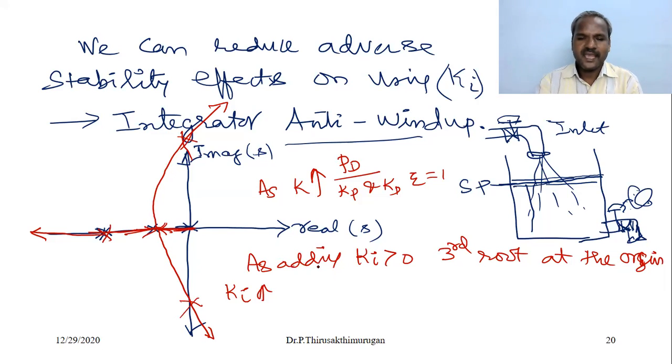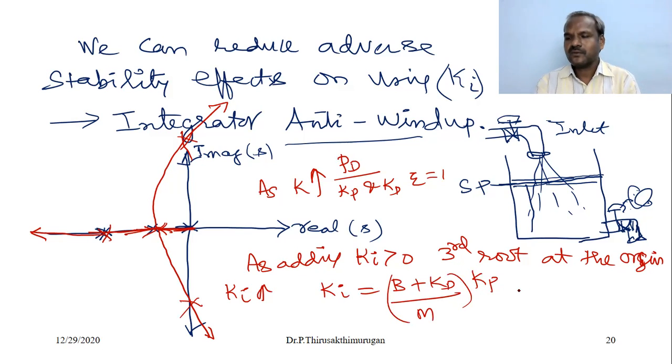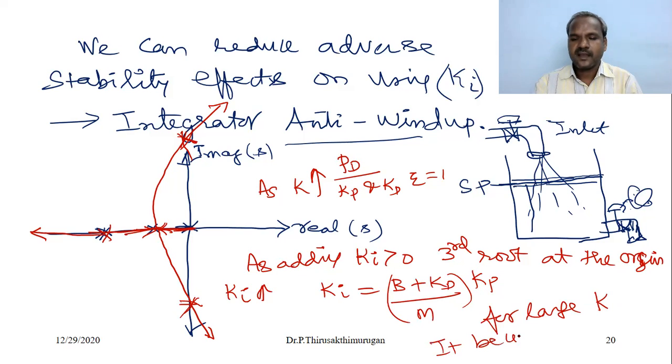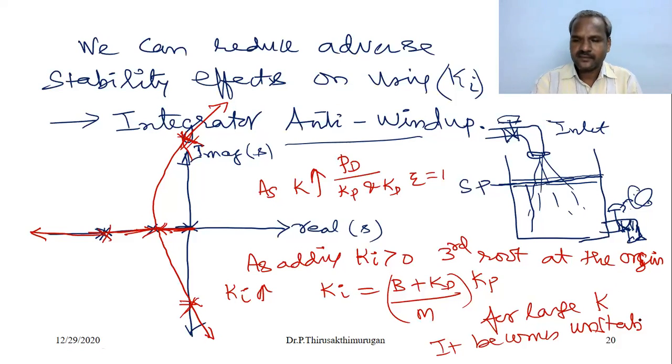Clear? So the Ki, you know that already. Ki equal to (B plus Kd) by M into Kp, right? So the system is unstable when it crosses the boundary, the imaginary axis. For larger values of k, it becomes unstable because it crosses the imaginary axis at the crossing point.